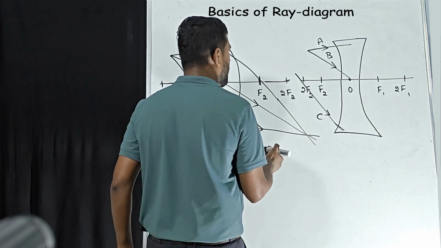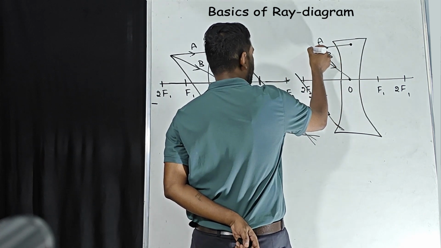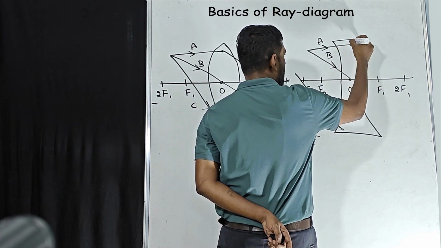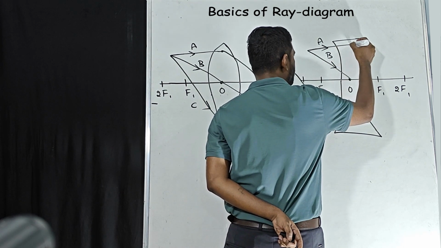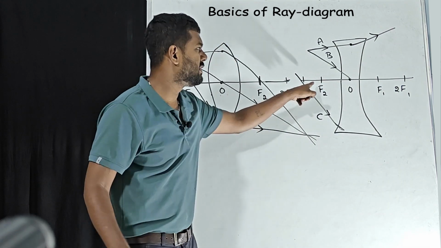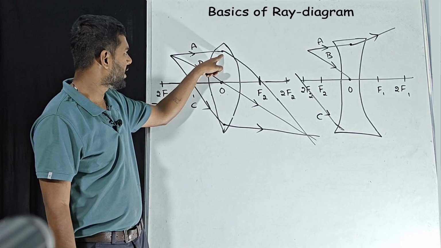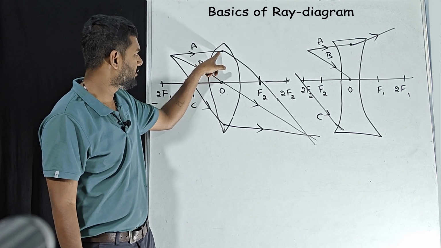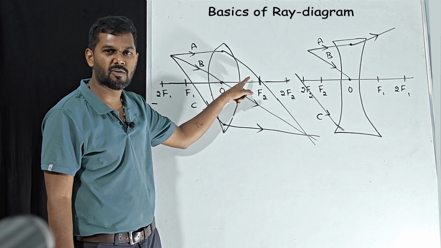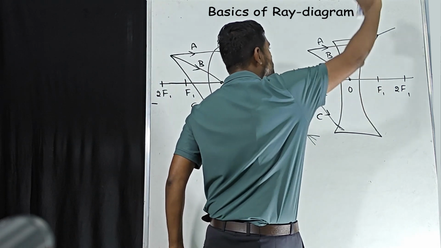Now we'll talk about the concave lens. In a concave lens, we'll first talk about a ray which is parallel to the principal axis. If it is parallel to the principal axis, after the refraction it moves away from the principal axis. In the convex lens, if the ray is parallel, after refraction it moves towards the principal axis; it will definitely pass through f2. But here, after refraction it moves away from it.